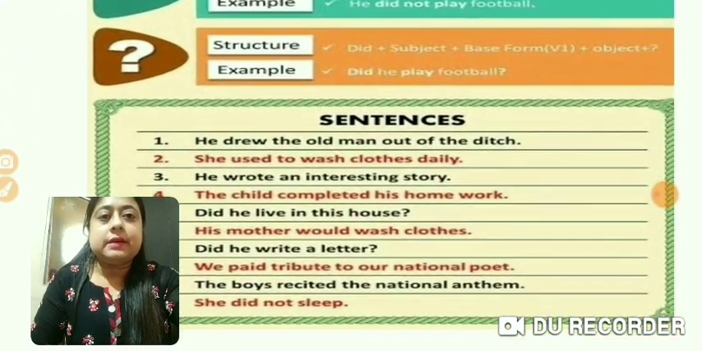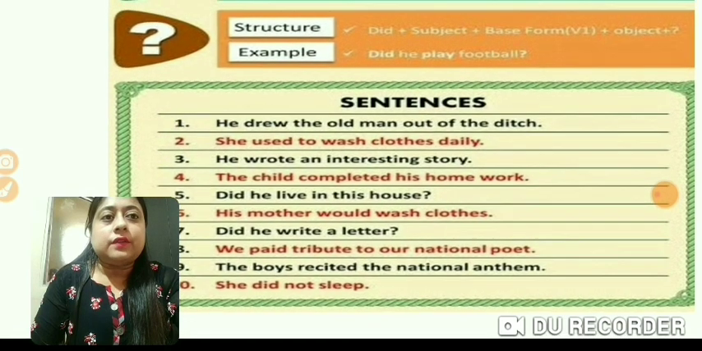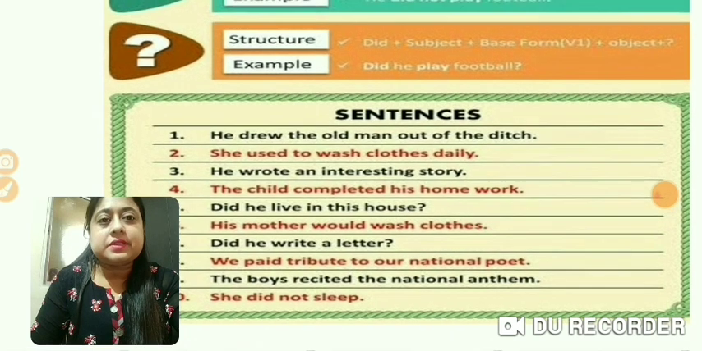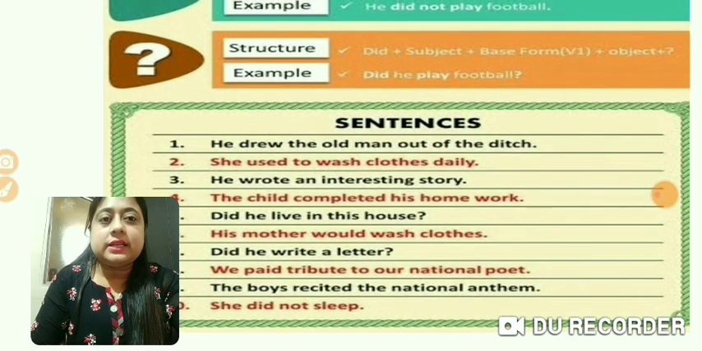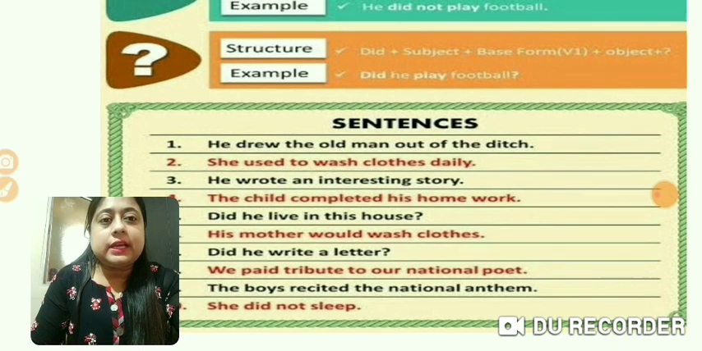Let us see some examples. He drew the old man out of the ditch. So which is the verb over here? Drew, that is in simple past form. She used to wash clothes daily. So used to is the verb. He wrote an interesting story. So which is the verb? Wrote. The child completed his homework. So which is the verb? Completed, which is in past form.